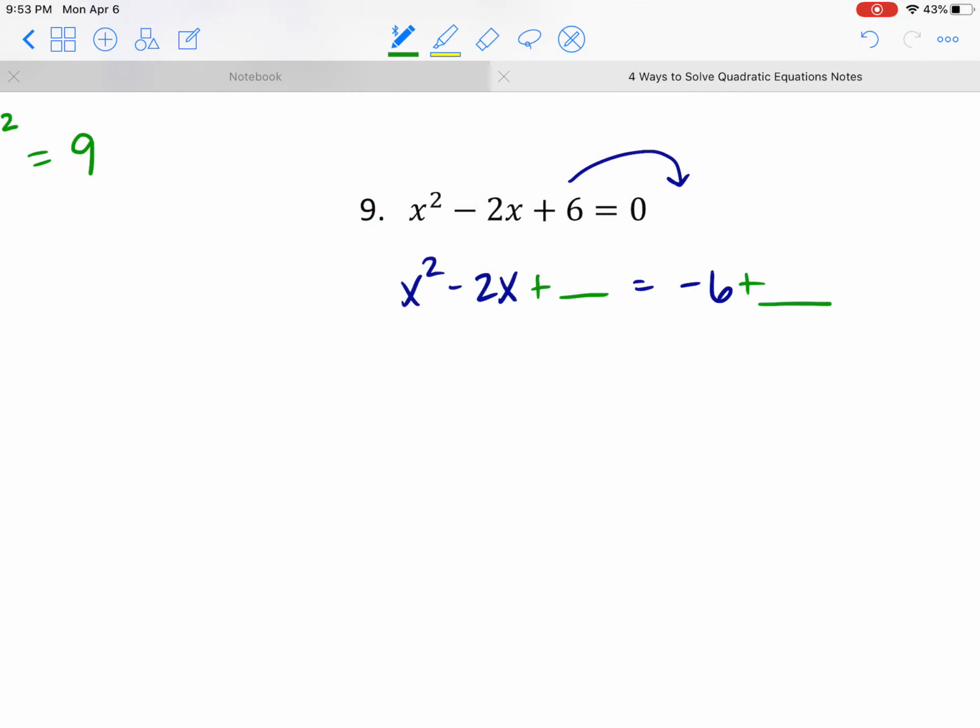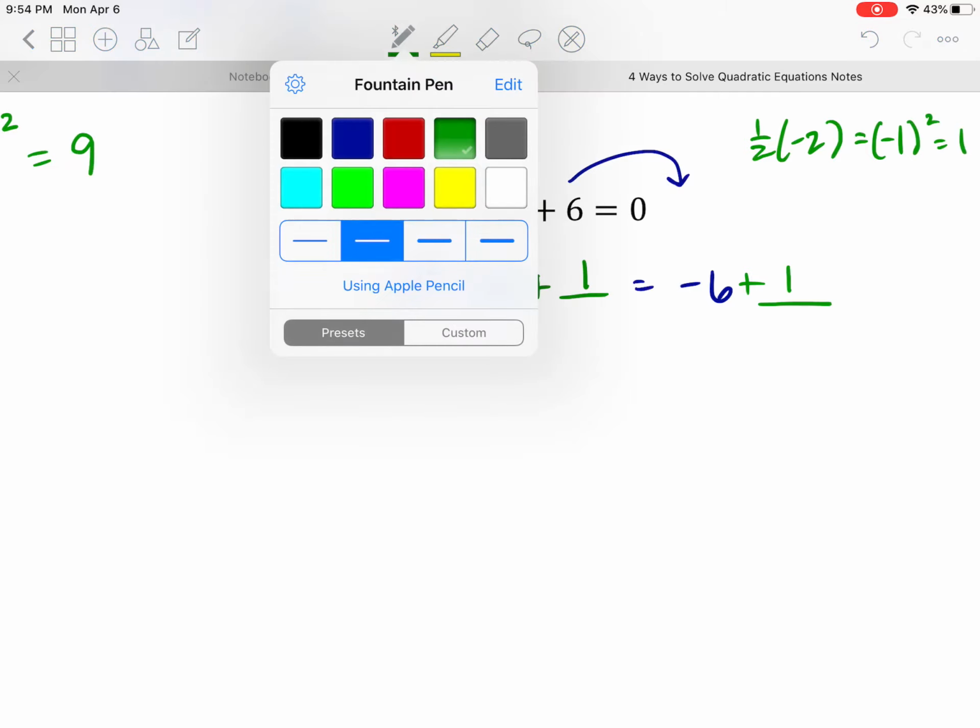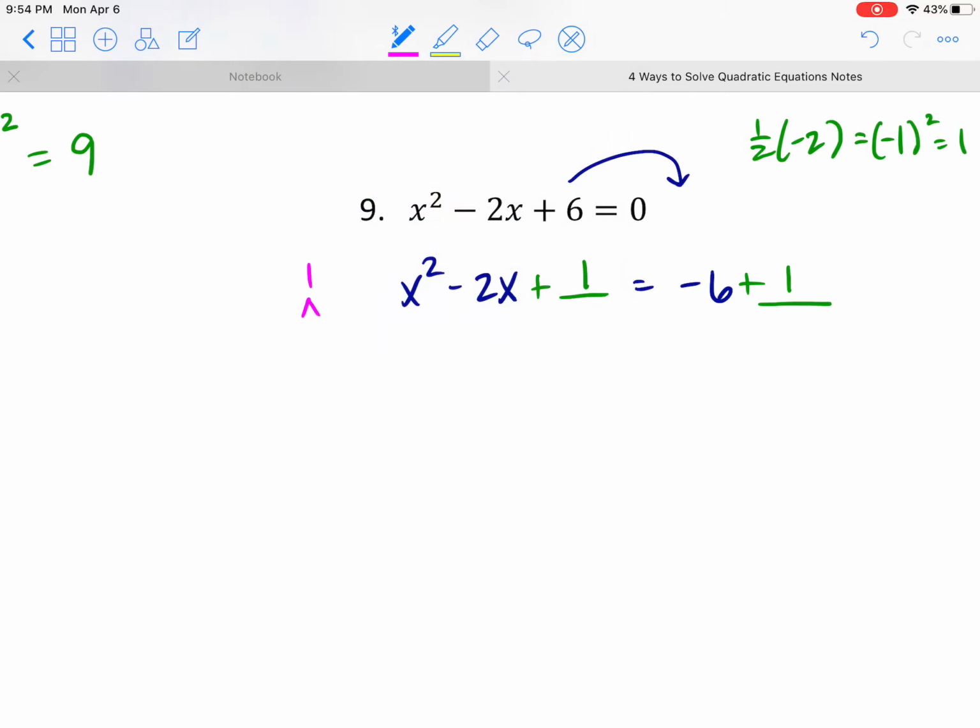So I want the equation to be equal to the constant. So the first thing I'm going to do is take the positive 6 here and I'm going to move it over, make it a negative 6 on this side. Now I got to find this magic number that I'm going to add to both sides to make this side factorable. So I take half of b. b in this case is negative 2. I take half of negative 2, which is negative 1, and then I square that. And what's negative 1 squared? It's positive 1. So positive 1 here and positive 1 here.